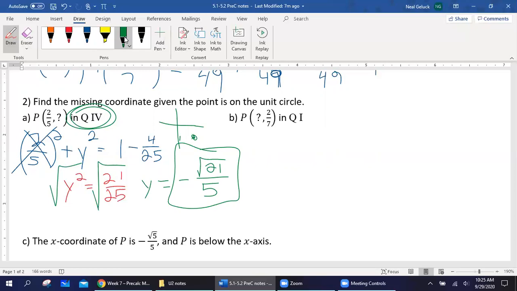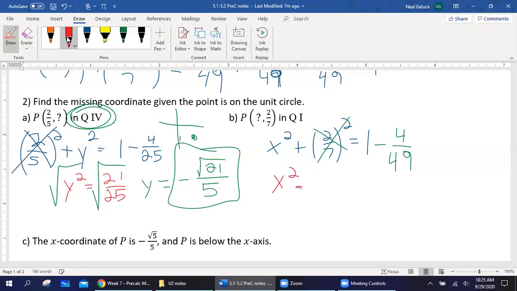Similar logic on letter B, except this time I don't know my x. So 2/7 squared is 4 over 49. So I'd have to subtract over a 4 over 49. So I'd end up with x squared equals, if I do 1 minus 4 over 49, that'll give me 45 over 49.